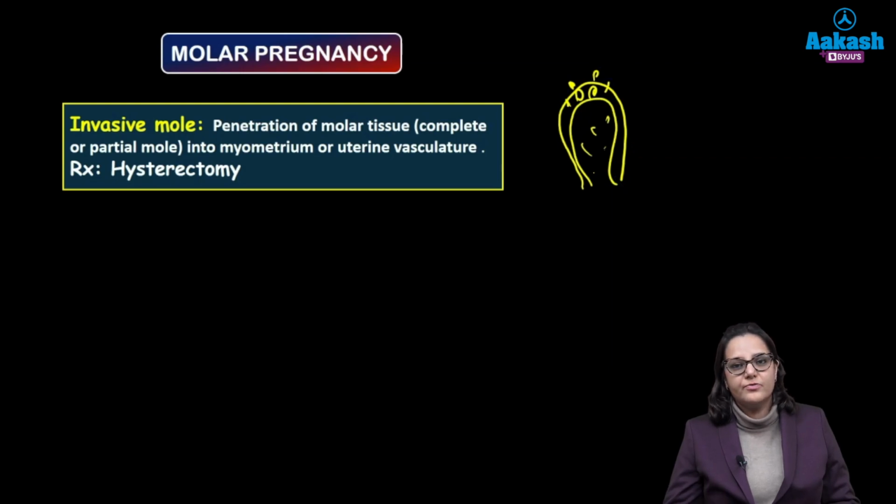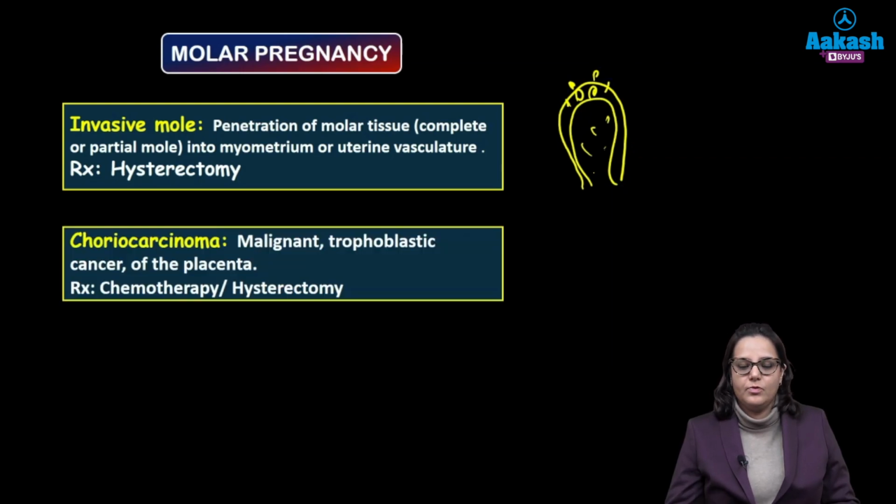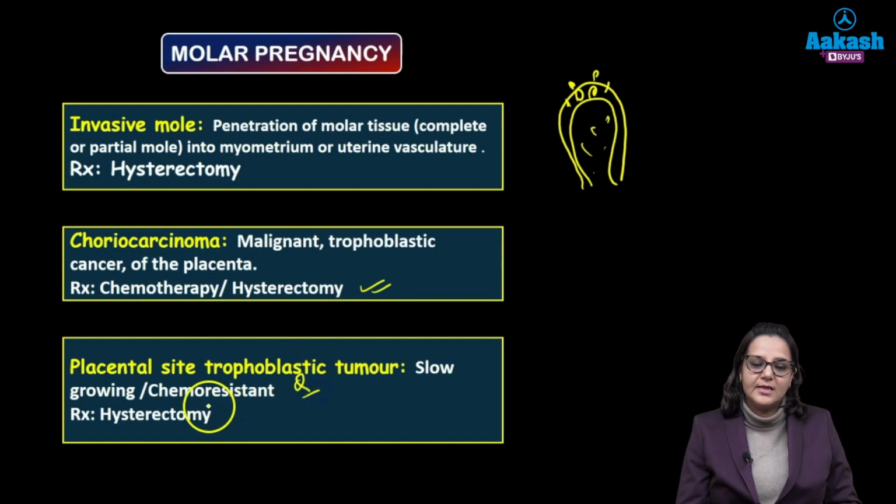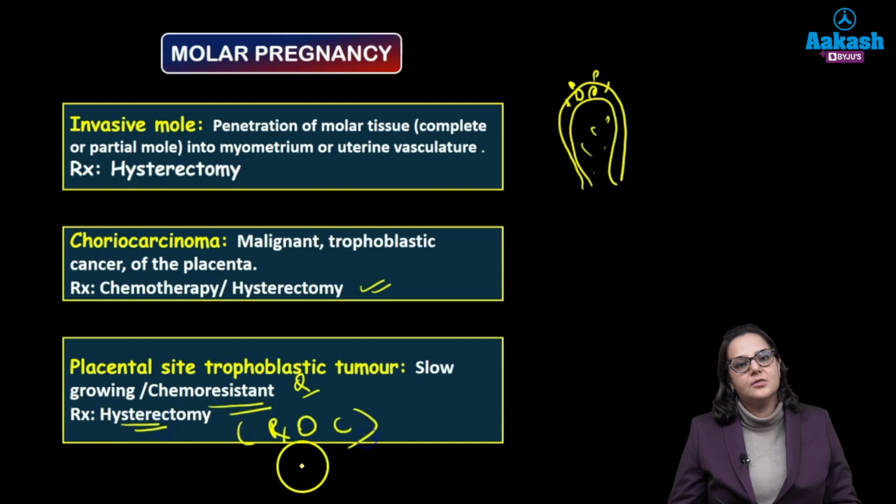And what is the treatment of choice? Treatment of choice is hysterectomy. Okay, choriocarcinoma is again the malignant trophoblastic cancer of the placenta, and the treatment of choice is chemotherapy, or if the patient has completed her family, then she can go for a hysterectomy. Okay, placental site trophoblastic tumor is a very slow growing tumor, and the question which is often asked is that it is chemo resistant. So therefore chemotherapy is not going to work on these patients, and hysterectomy remains the treatment of choice in these patients.